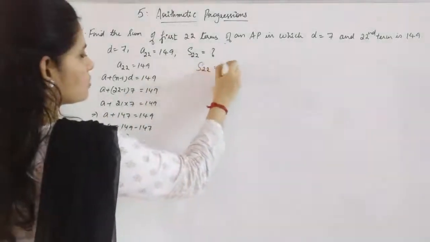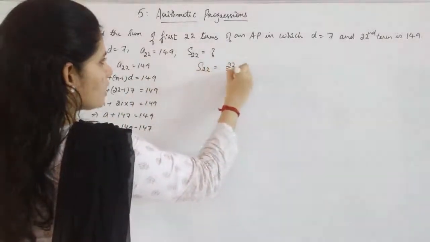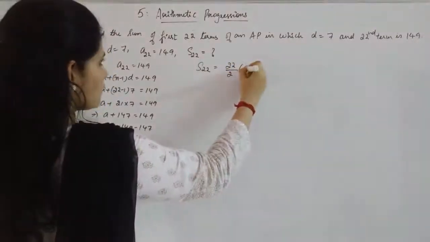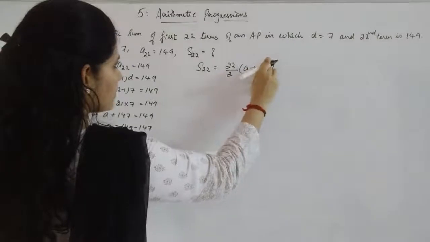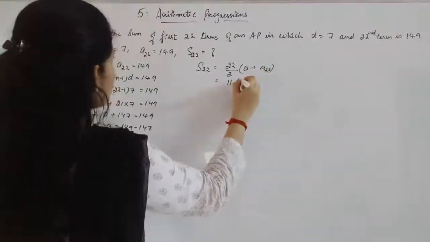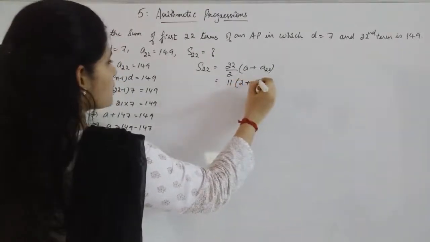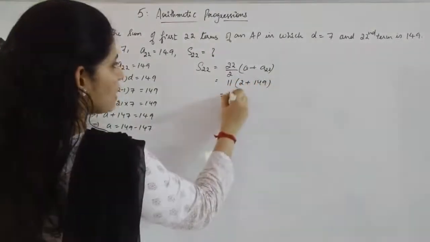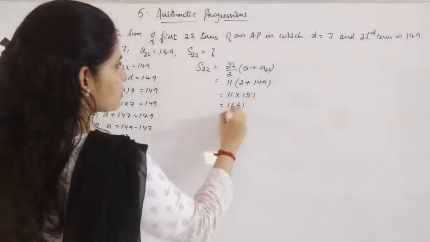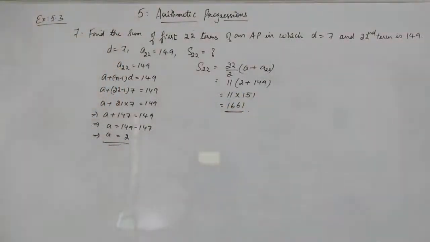For S22, your formula will be 22 by 2 into A plus An, you can use. So A is your first term, An, I am just writing A plus A22, okay? So that you will get 11 into, what is A? 2 plus A22 is 149. So 11 into 151, which will be 1661. So S22 is 1661. Okay.